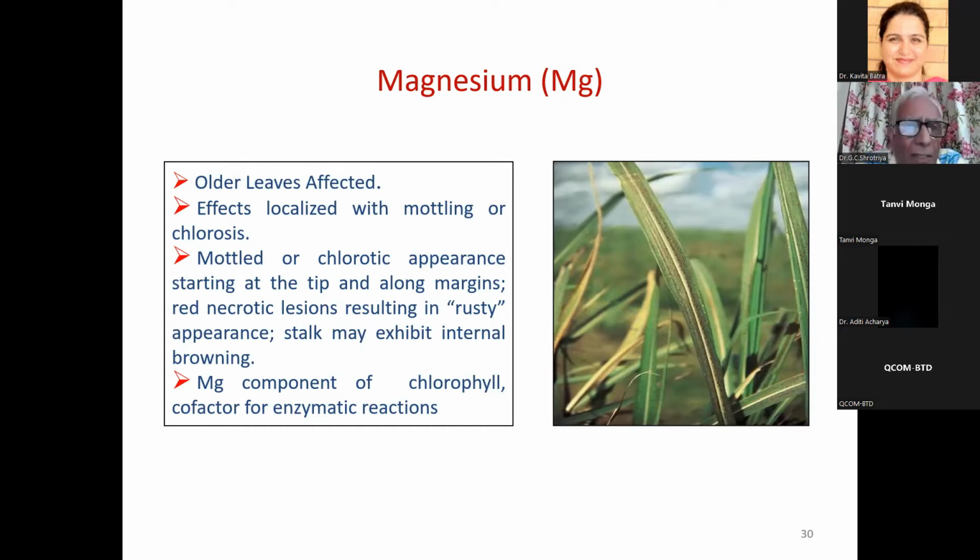Again, magnesium deficiency is on older leaves, localized with mottling and chlorosis. Chlorotic appearance starts at the tip and along the margin, sometimes with a red or rusty appearance, and this is how it appears. You can see on this leaf, the chlorosis is there with a rusty, reddish appearance. So this is magnesium deficiency. Next.